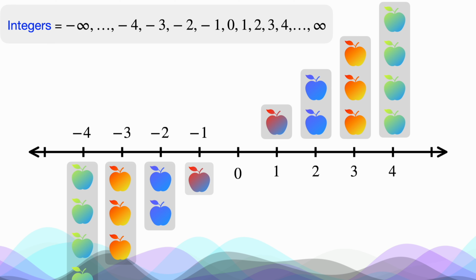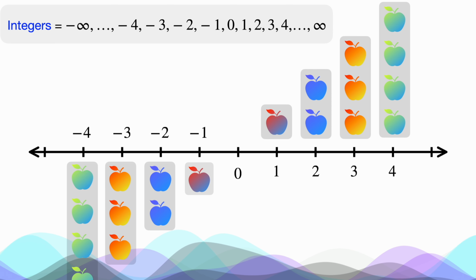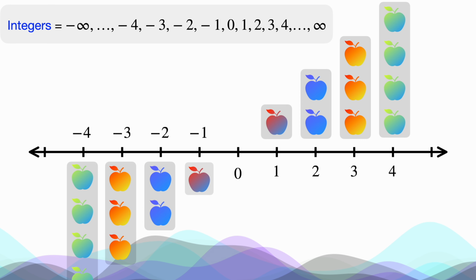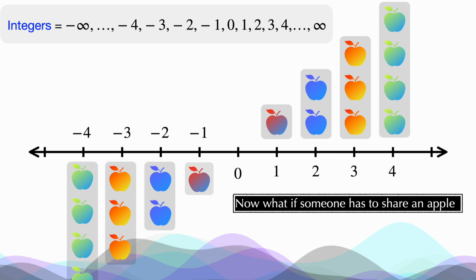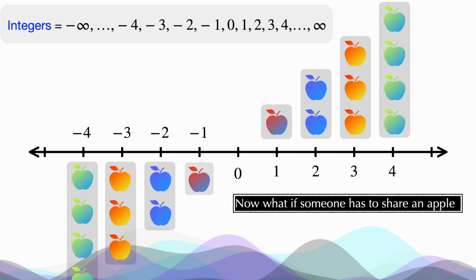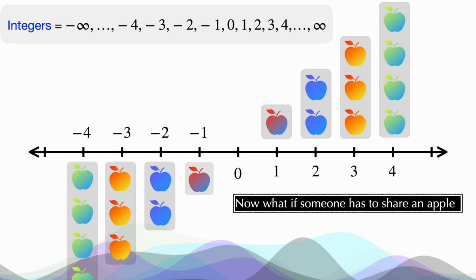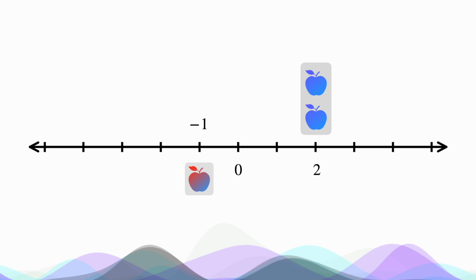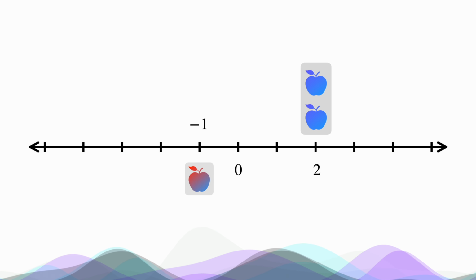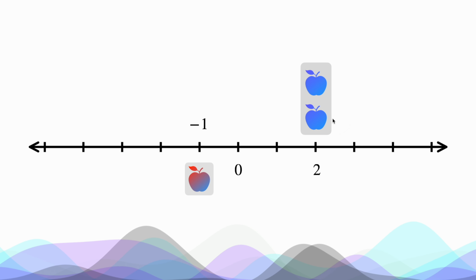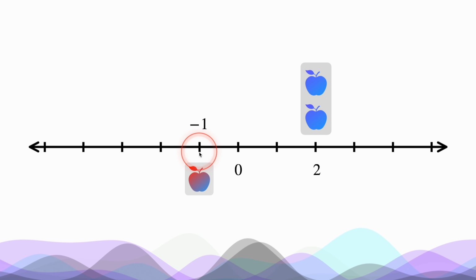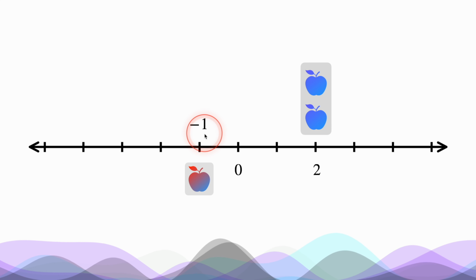defining or creating numbers to explain all kinds of scenarios in life, until somebody would have started to share an apple, right? Now what if someone has to share an apple? What kind of numbers are required to explain a sharing scenario? Let us look at a few apples which are complete in nature. So we have one full apple, and for now we have put it below the number line, so it is a negative number. We have two full apples and it is a positive number.